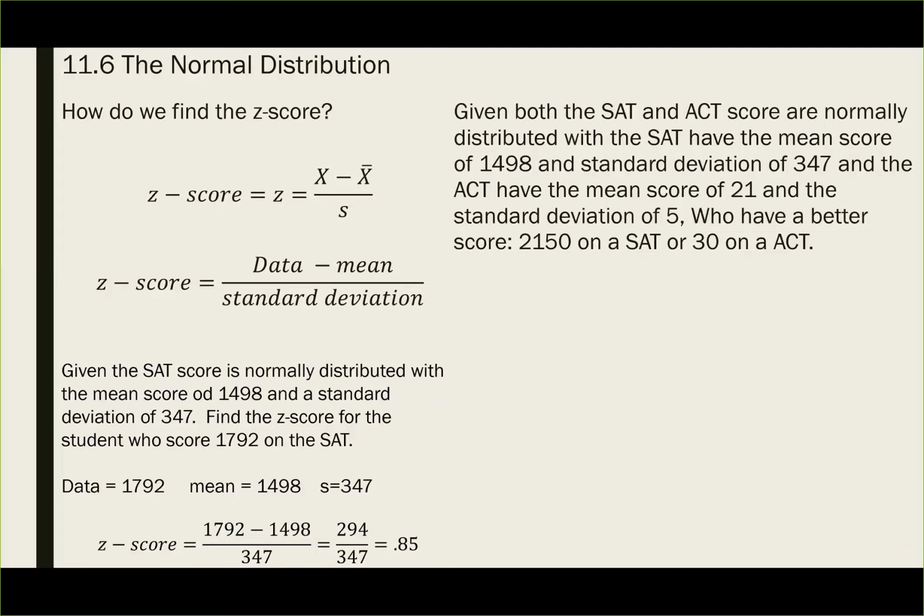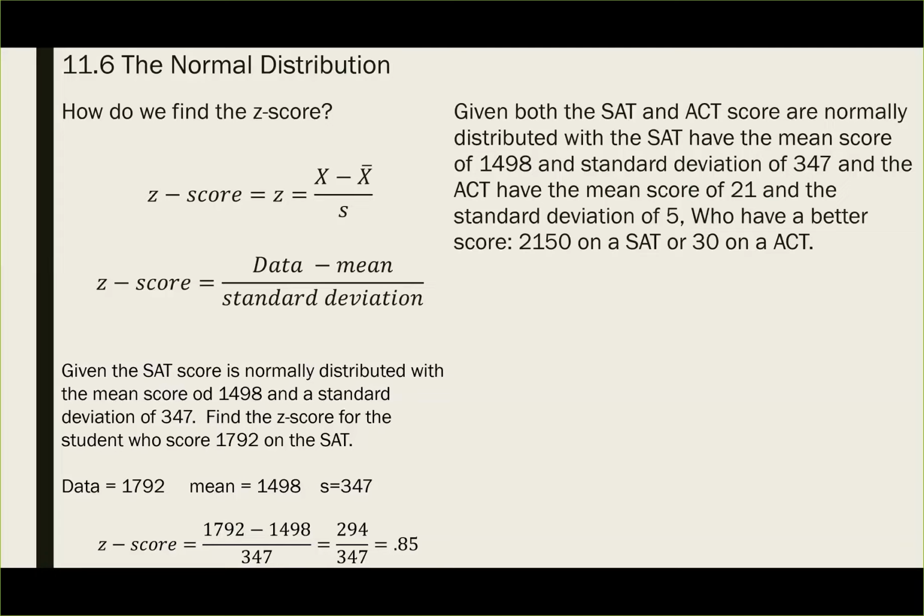Distributed, and again, normally distributed meaning it's a bell-shaped curve, right? Would the SAT have the mean score of 1497, same score like before, the standard deviation of 347? And the ACT have the mean score of 21 and the standard deviation of 5, right? And again, as you can see, the ACT is only 36 is the highest, right? So again, the number is smaller.